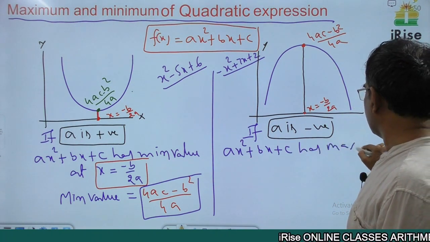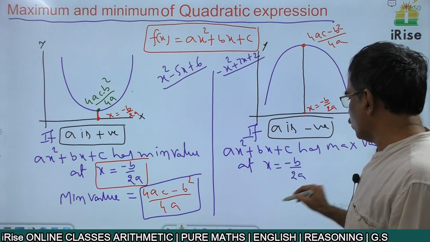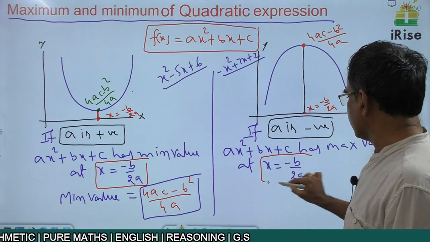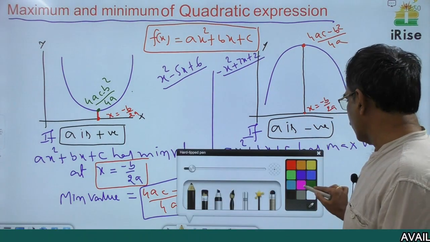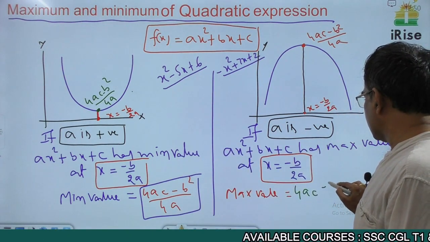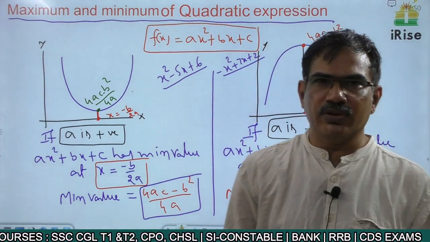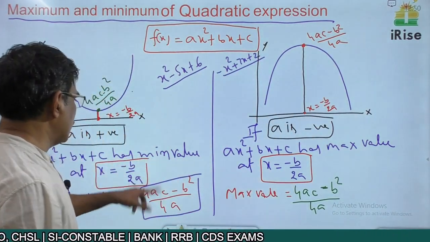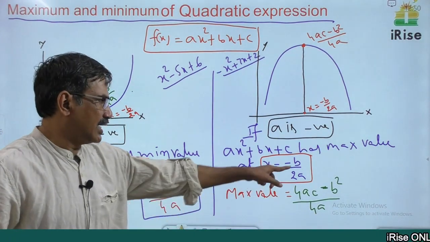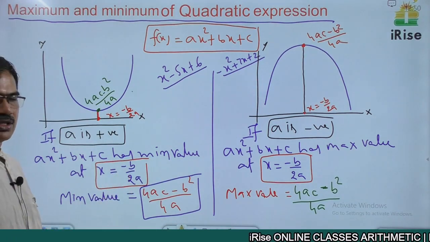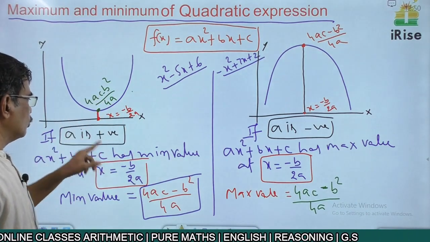So from this we can say that if a is negative, then ax square plus bx plus c has a maximum value at x is equal to minus b by 2a, and the maximum value is 4ac minus b square by 4a. See this carefully: the formula is the same in both cases. But the maximum exists if a is negative, and the minimum exists if a is positive.